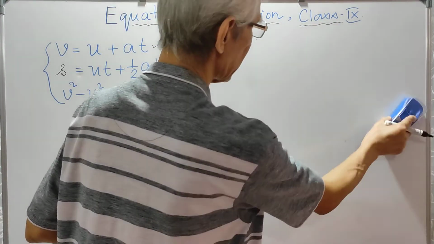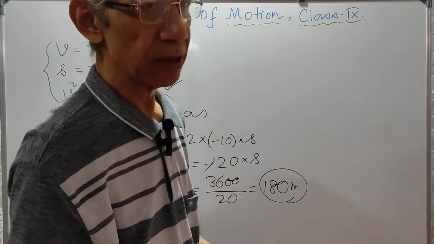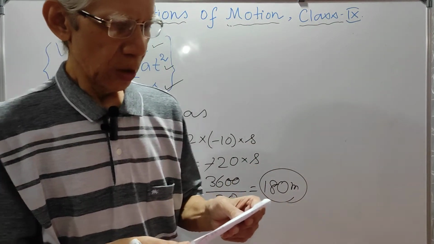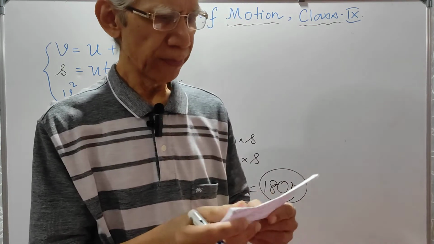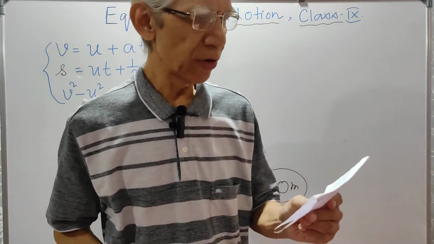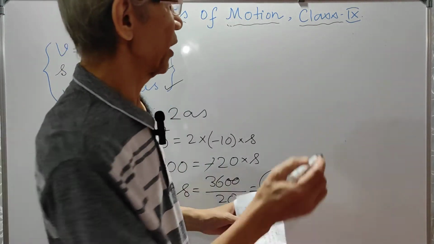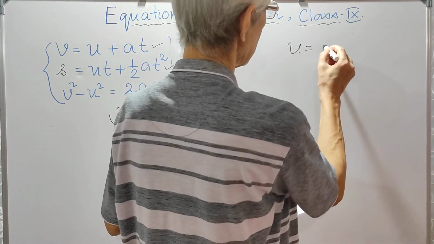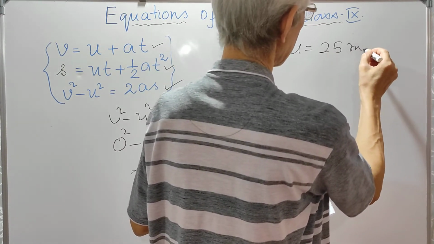So I hope by this time you have understood how to handle this kind of numerical sum. Okay, now this is a question. A body is moving with uniform velocity 25 meter per second. So u equal to 25 meter per second.